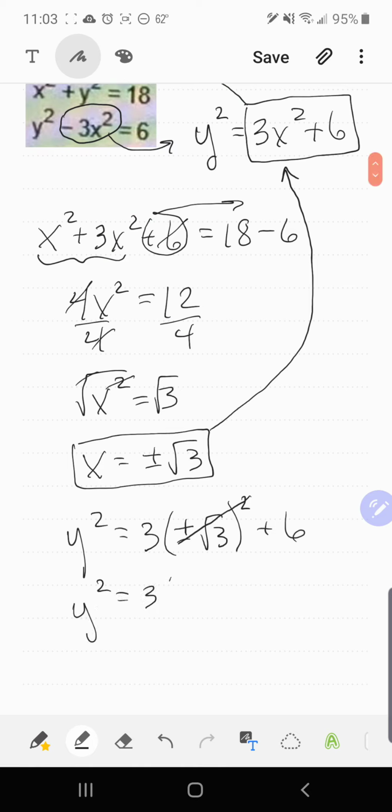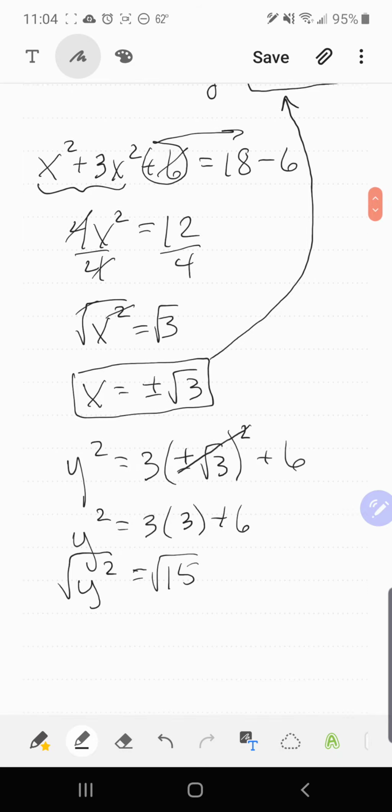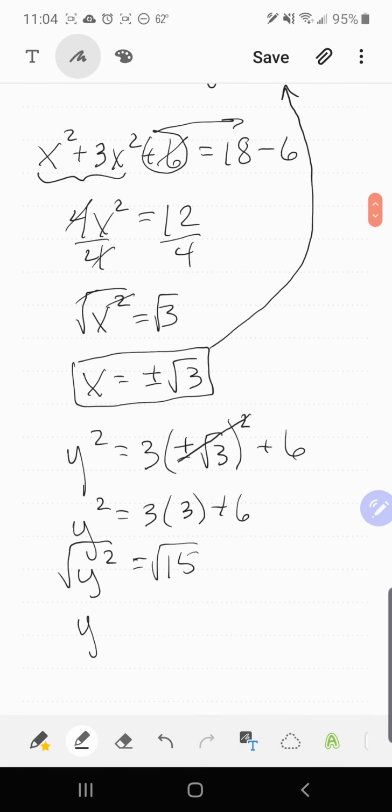That's going to leave me 3 times 3 plus 6, which is 9 plus 6. 6 and 9 is 15. And then I'm going to have to take the square root of both sides. And again, 15 does not square root nicely. But when I square root both sides, I do need a plus and a minus answer. And those are my y coordinates.